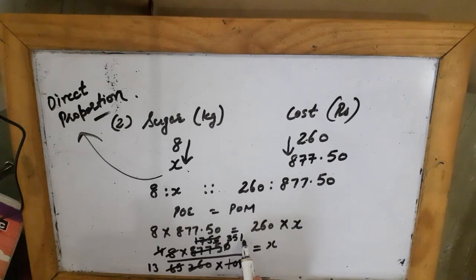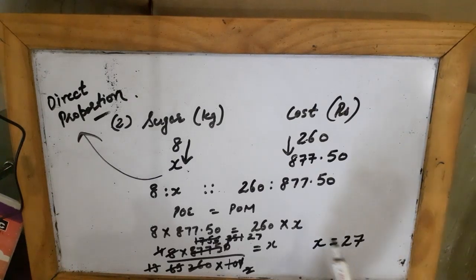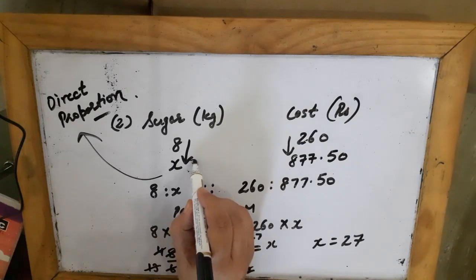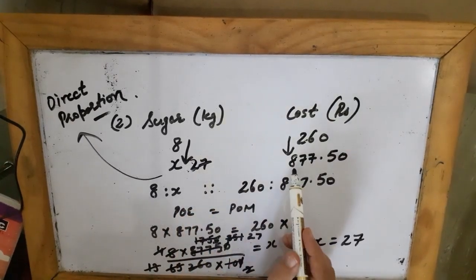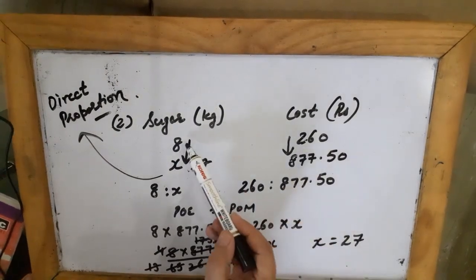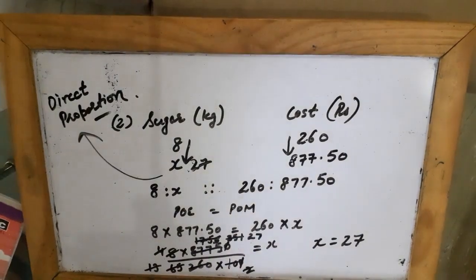Now this on the table of 13. 13 2s are 26, 13 7s are 91. So x का value आता है 27. So what it means is that I can buy 27 kg of sugar with rupees 877.50. So the cost is increased, the sugar also will increase. So which proportion? Direct proportion.